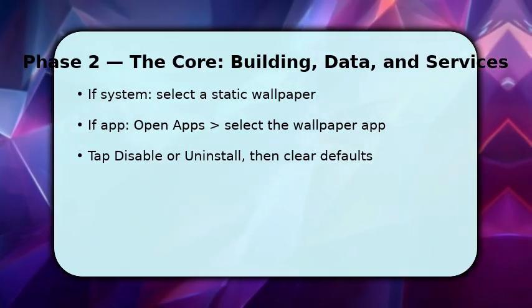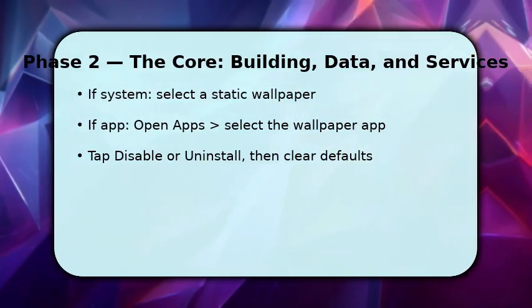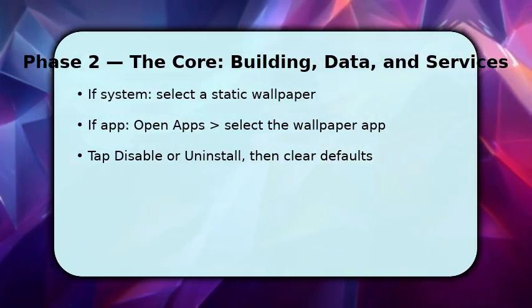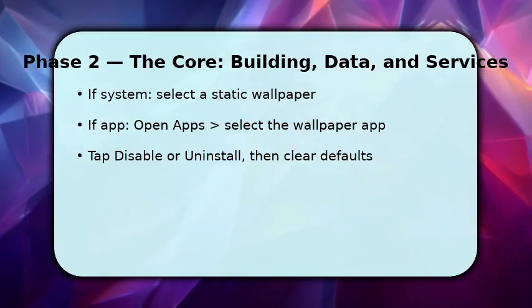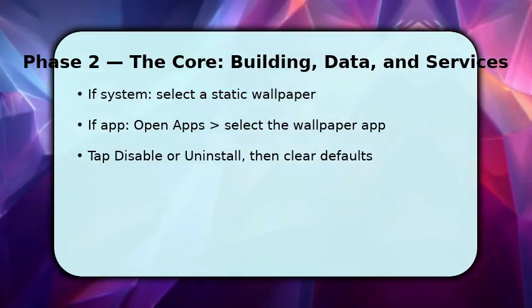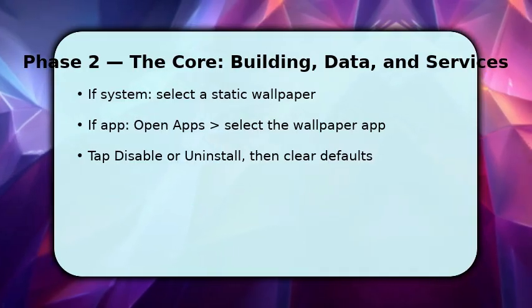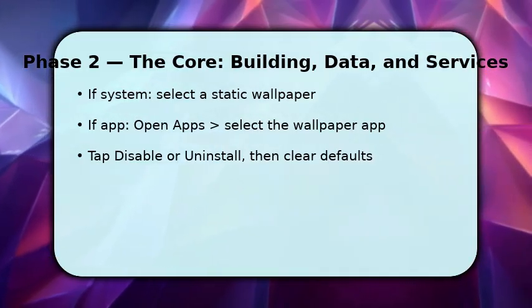If it's from an app, open Apps in Settings, find that wallpaper app, then tap Disable or Uninstall. Disabling stops background processes and saves battery. Make sure to clear defaults and storage if the app keeps reapplying.